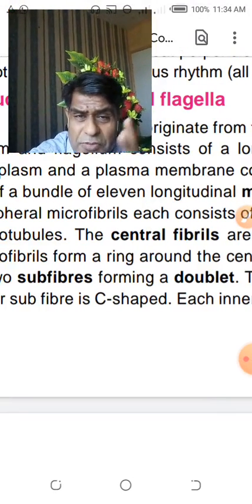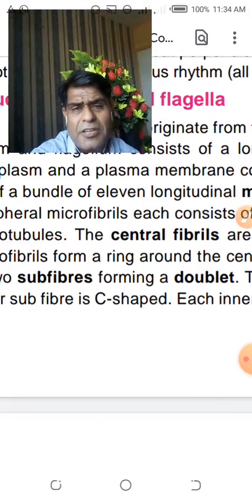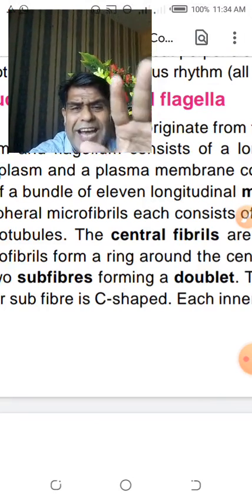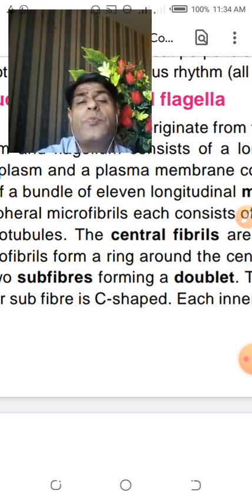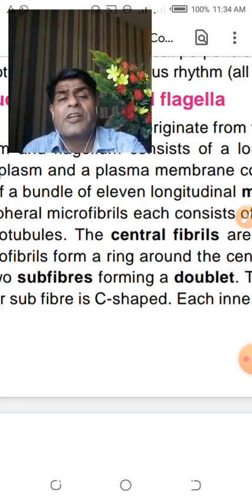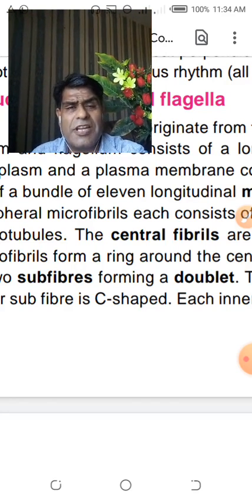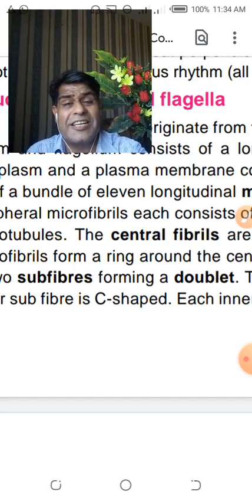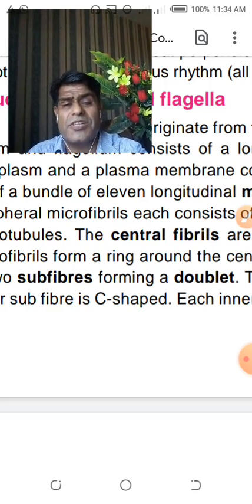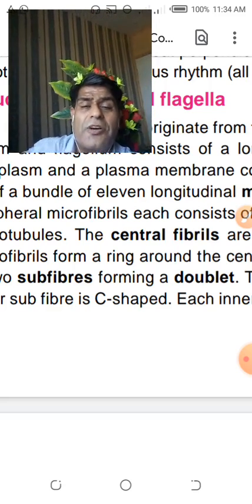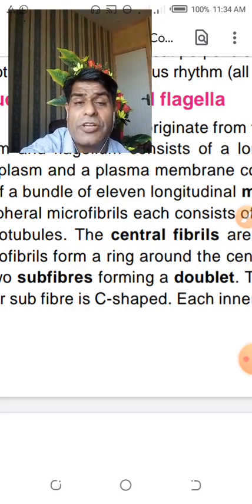What is the name of these fibers? Microfibrils. How many microfibrils are there in one cilium? There are 11. How many are present at the peripheral side? 9. How many present in the central side? 2. You may be asking, sir, what is the function of the two central fibers? I will tell you later on, but in short, they protect the cilium. They are not involved in the locomotion or the movement of the cilia. They are involved in the strength. They give strength to the cilium and the flagella.